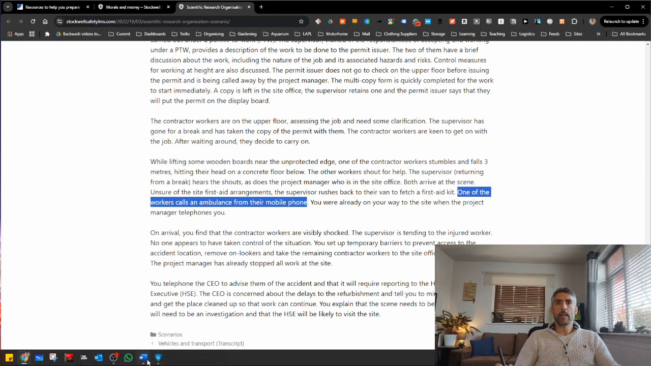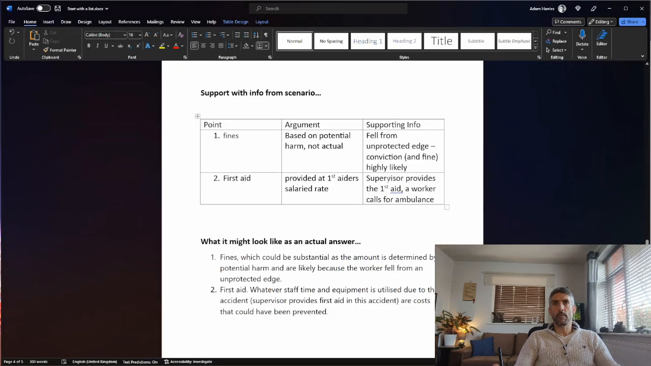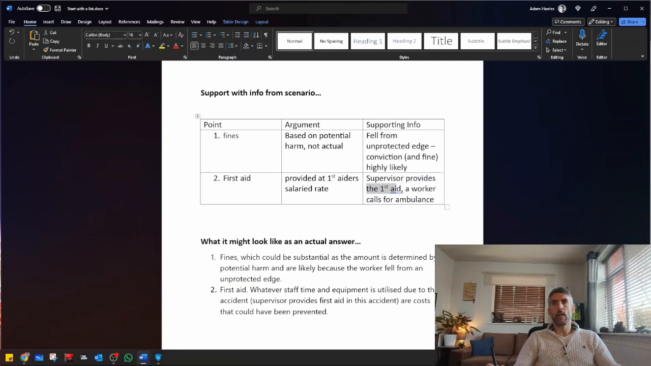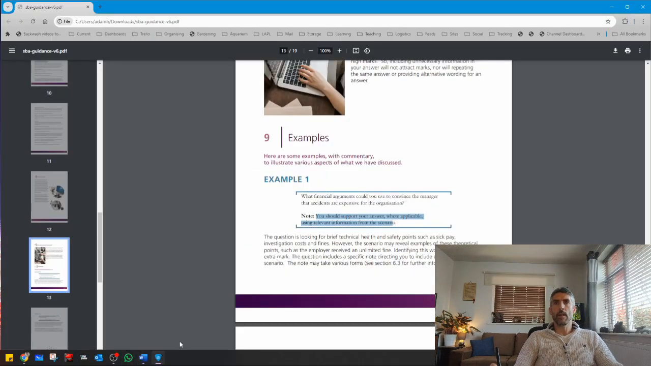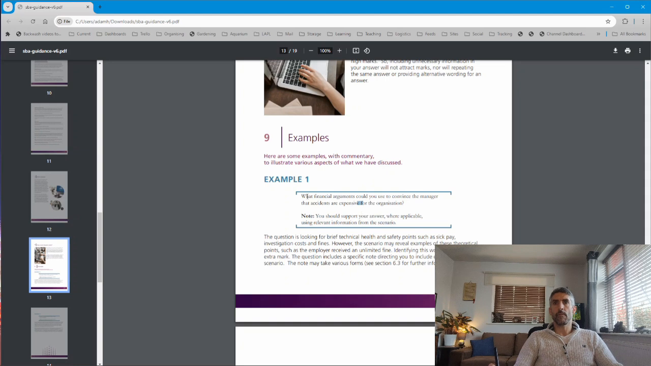But by including these little bits of information in support of our argument that first aid is expensive for the organisation, we are giving NEBOSH what they have asked for in their note. So it's what NEBOSH want you to do: come up with financial arguments. These are the technical health and safety points. And they also want us to support our answer with information from the scenario. So this is what it might look like.